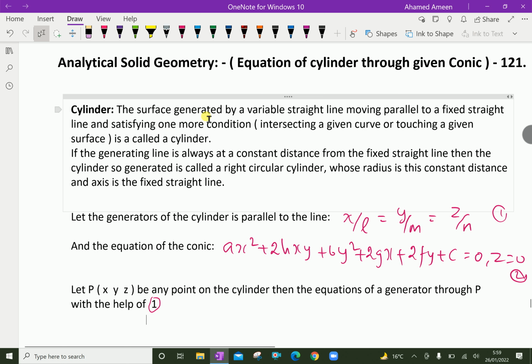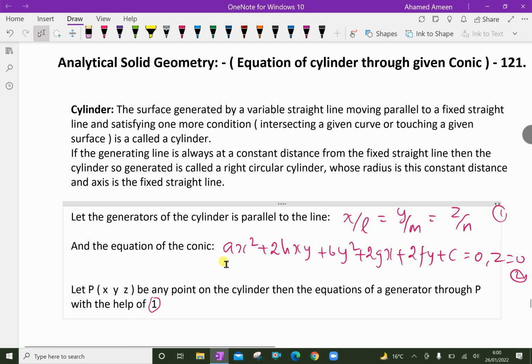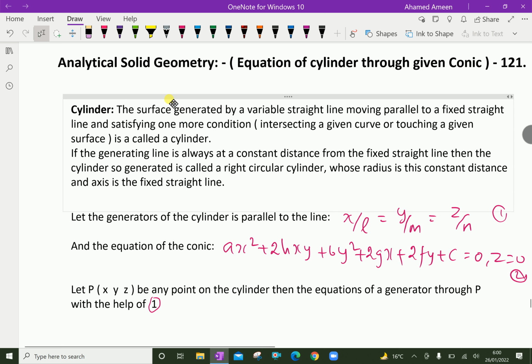The surface generated by a variable straight line moving parallel to a fixed straight line and satisfying one or more conditions, that is, intersecting a given curve or touching a given surface, is called a cylinder. Here the axis is a vertical straight line. Suppose all generators are at a fixed distance from that line; then it is forming a cylinder by using this condition.